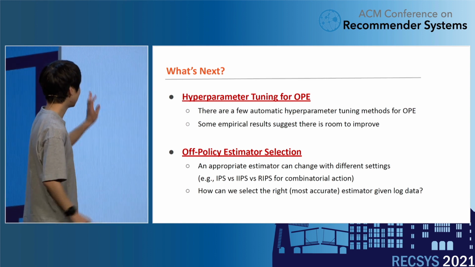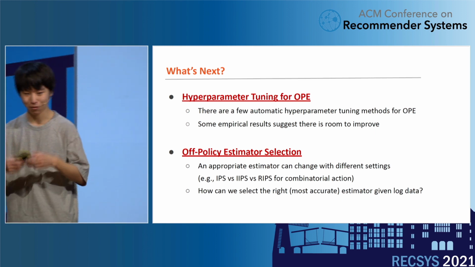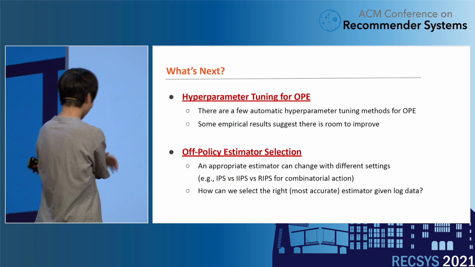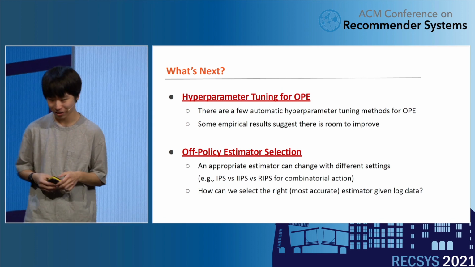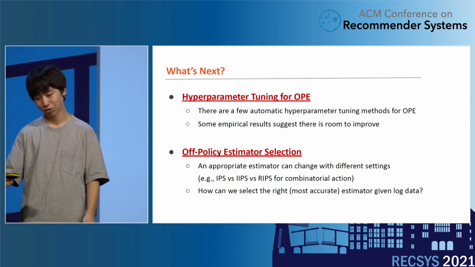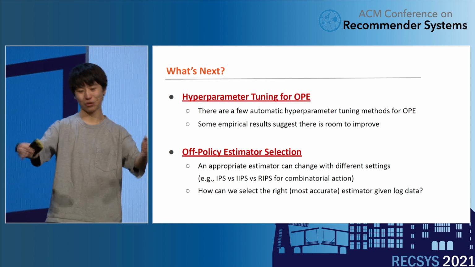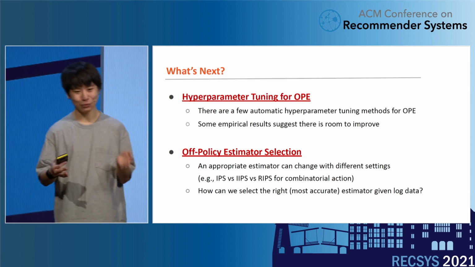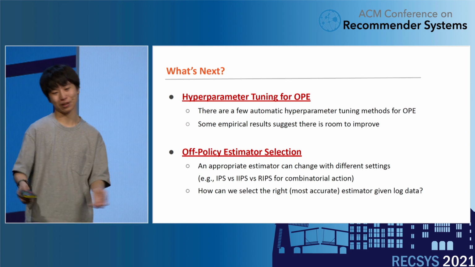And off-policy estimator selection. This is another, a little bit different problem from hyperparameter tuning for off-policy evaluation. We covered lots of off-policy estimators in the first half, from the direct method, IPS, SNIPS, doubly robust, shrinkage estimators. It's always good to have many choices, but we don't know which estimator is the best for our application or our company data.